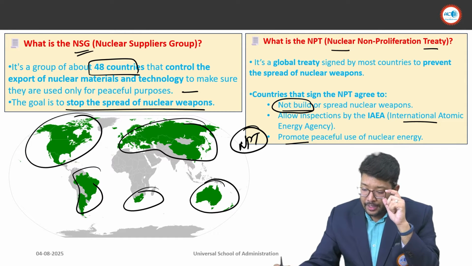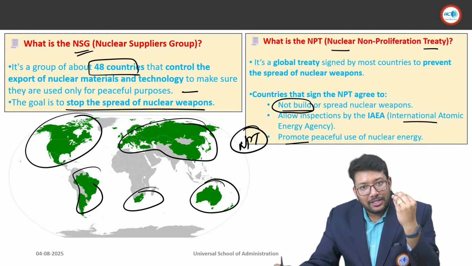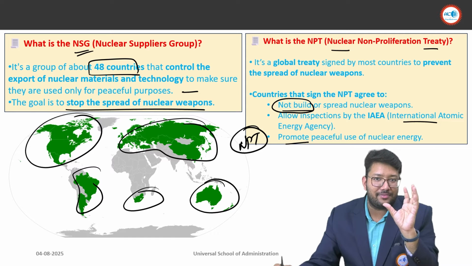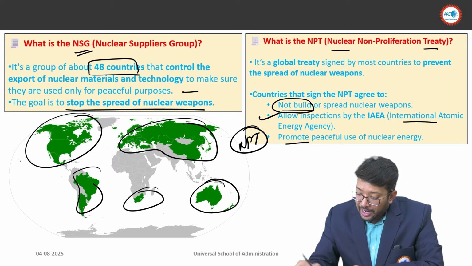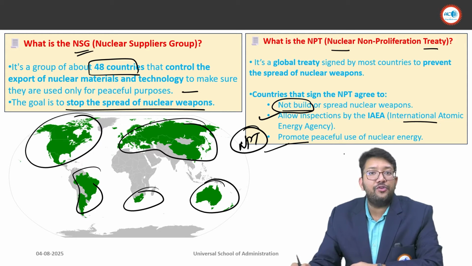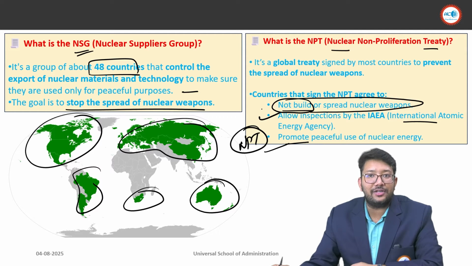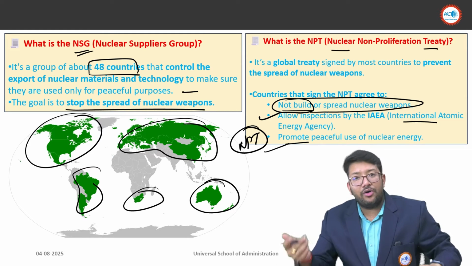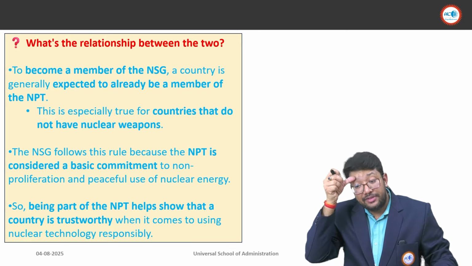So basically, India is neither part of NPT nor part of NSG, because we are not agreeing on some of the clauses of NPT. Like, we allow the inspections by the IAEA, we promote peaceful use of nuclear energy, but we do not agree on this point actually, that we already have the nuclear weapons, so we have already built it, so we cannot sign it basically. So what is the relationship between these two?